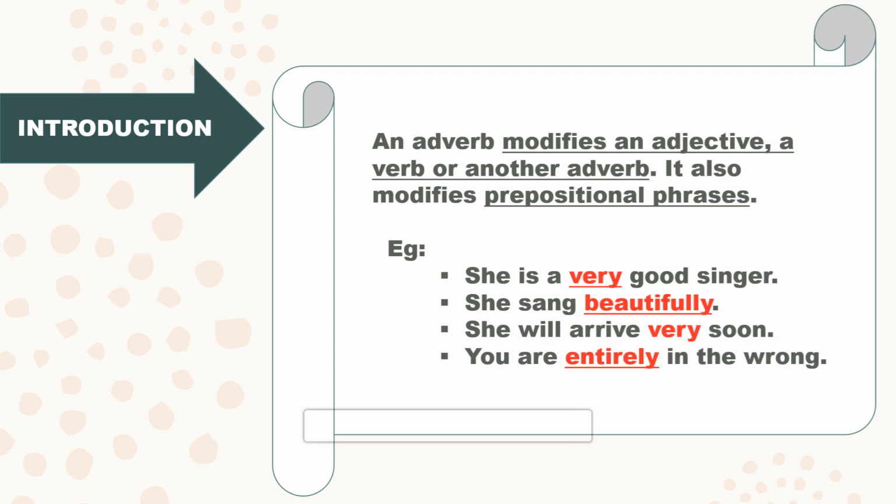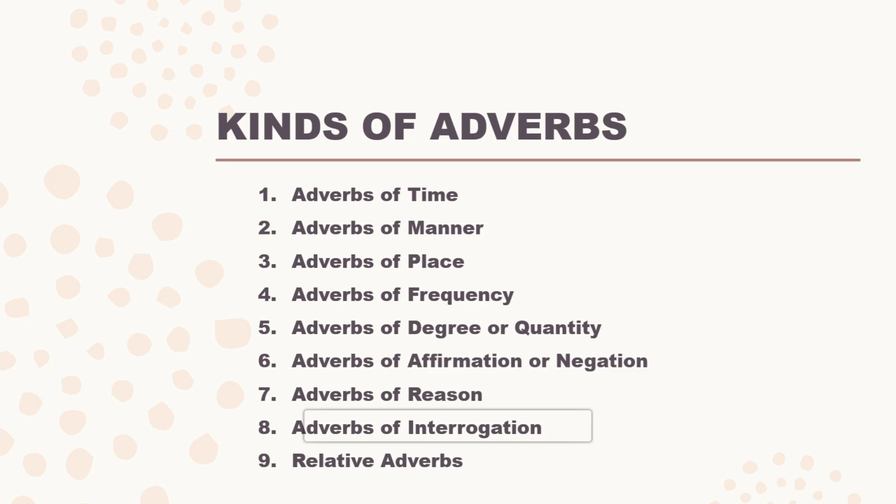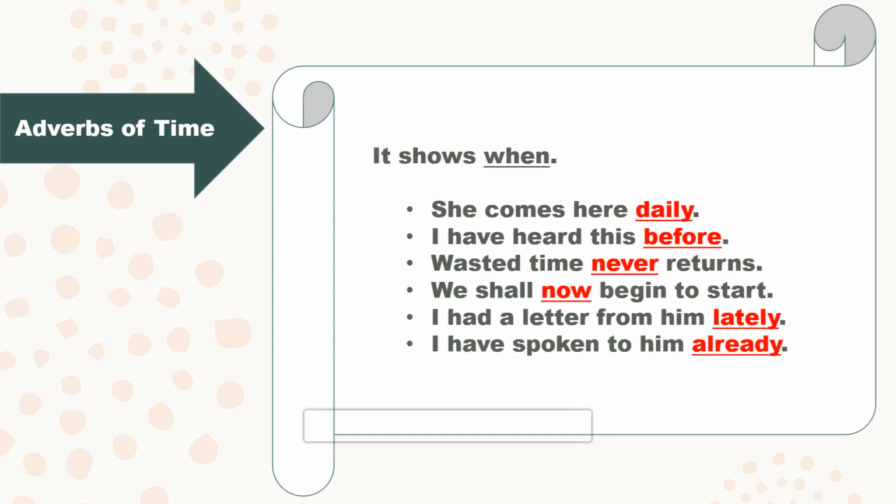Now we'll understand kinds. As I've already told you, students, in this particular video, we are going to discuss the nine kinds of adverbs: adverbs of time, adverbs of manner, adverbs of place, adverbs of frequency, adverbs of degree or quantity, adverbs of affirmation or negation, adverbs of reason, adverbs of interrogation, and relative adverbs. So let's start one by one.